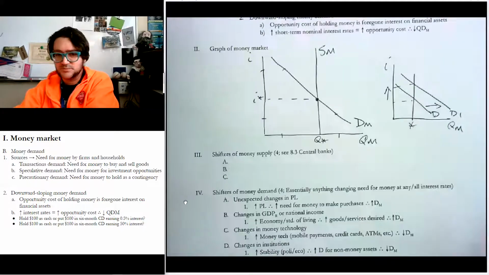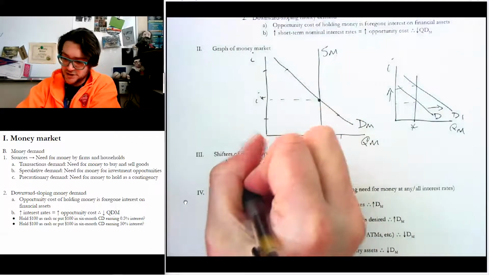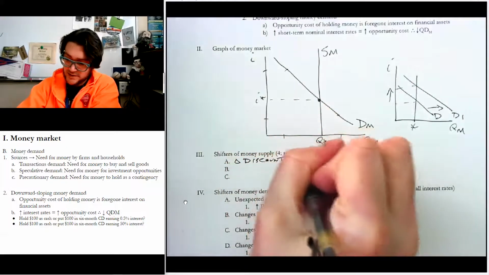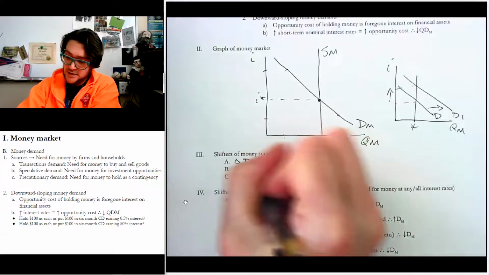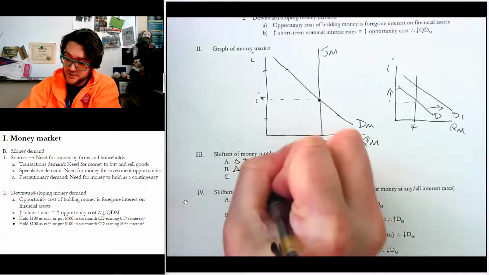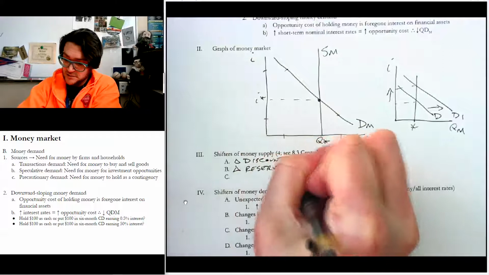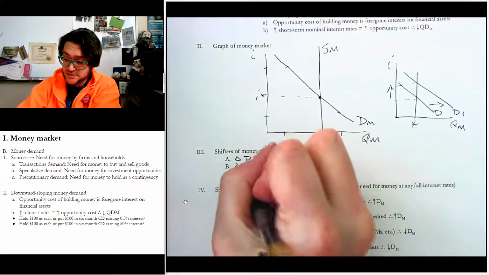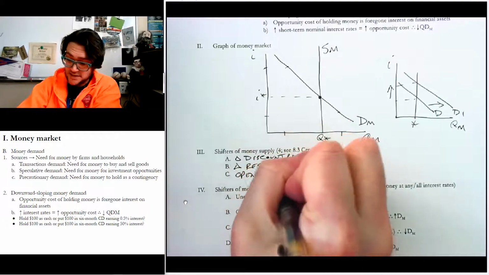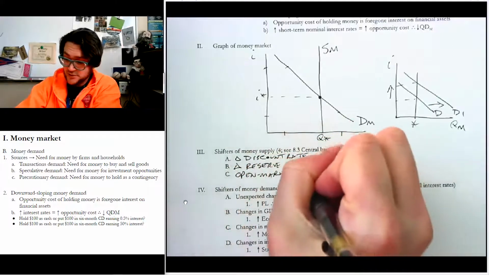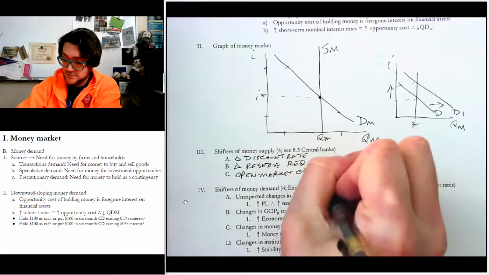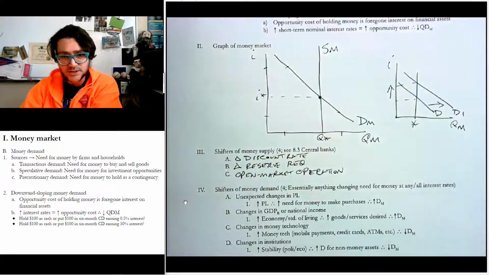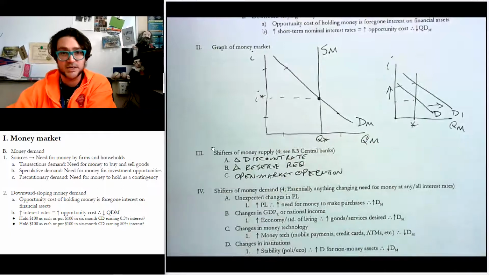Now, the three shifters of money supply, we actually wrote them up here. Changing the discount rate, which is the rate that banks pay when they borrow from the Fed. Changing the reserve requirement, which is the amount that banks have to hold. And then open market operations, which are the buying and selling of bonds. You have to know that when you buy bonds, it makes the money supply bigger. If you lower the reserve requirement, it makes the money supply bigger. You have to kind of know that as part of this discussion.